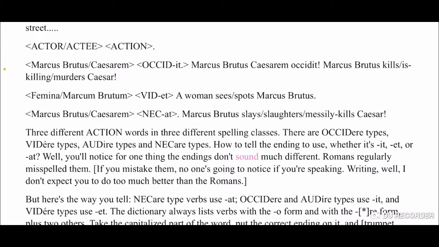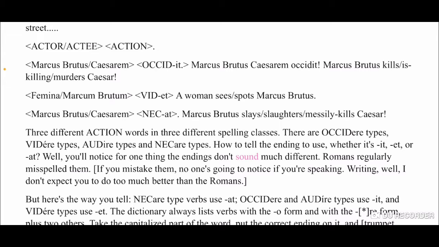Marcus Brutus Caesarem occidit. Marcus Brutus Caesarem occidit. Marcus Brutus is killing, or murdering, Caesar. So you get all those different understandings in English, all those "is" forms, inside the verb occidit. It can mean kills, or is killing, or murders, which is all present tense.